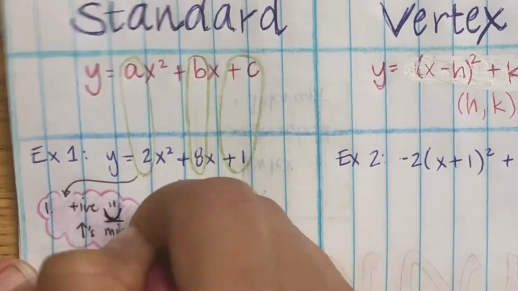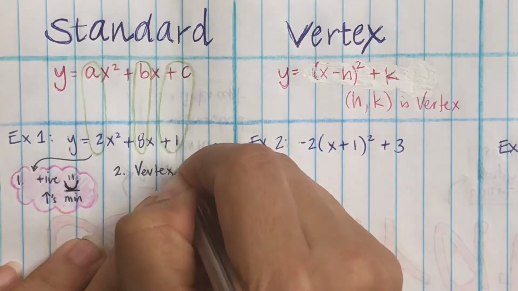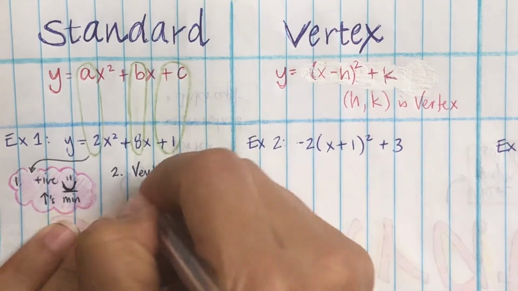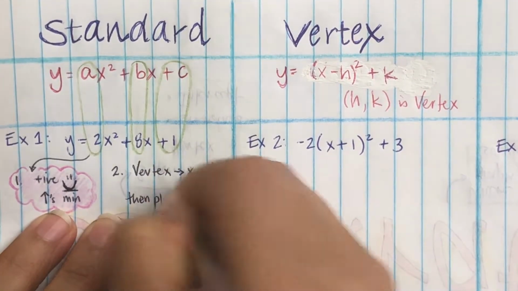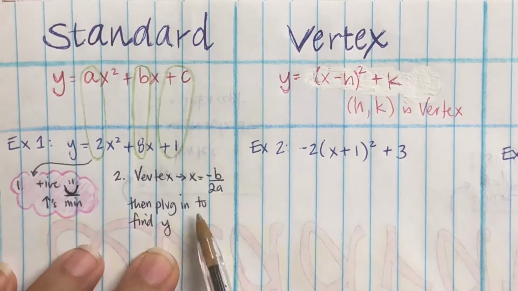Step 2 is always going to be to find the vertex. So in every single one, all the steps are the same. So find the vertex. To find the vertex is a formula that you have to memorize. It says x is equal to negative b over 2a. Then what you do once you find that is you plug it in to find y.